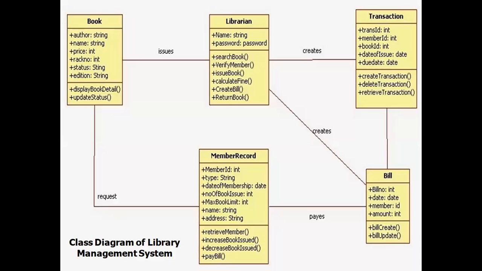This is a basic example of a class diagram. First, we need to identify how many classes are in the system. So here there are 5 classes: book, librarian, transactions, member record, as well as bill. Each class has a name, attributes, and functions. All the classes have these 3 things: name, attribute, as well as function. A line describes the relationship or association between the classes. So you need to draw the class diagram.